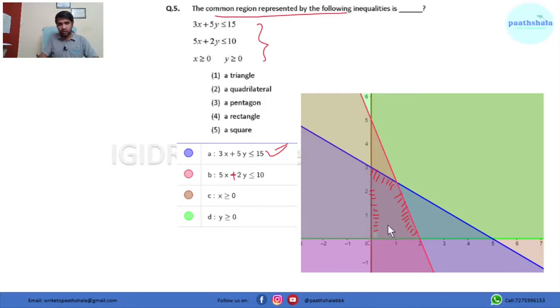And when we take y greater than 0, this will be the required area. So you can see that the combined region is basically in the form of a quadrilateral. So option 2 is the right option. Now let's move to the next question.